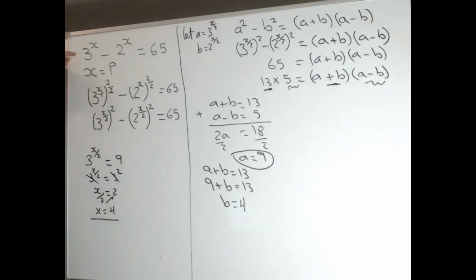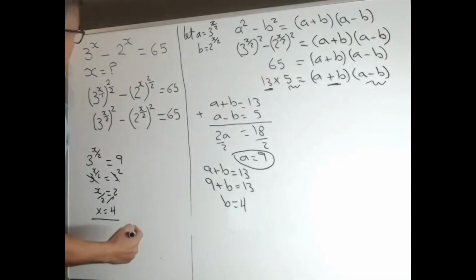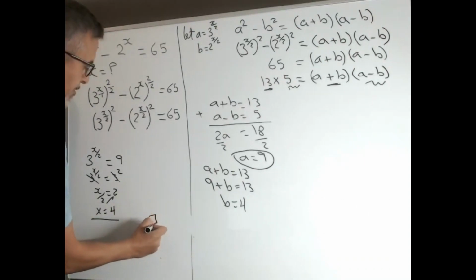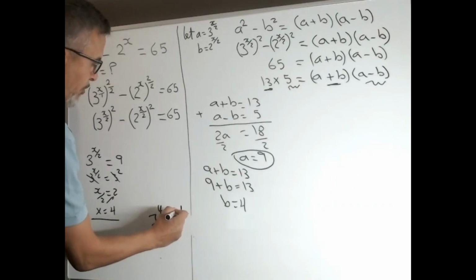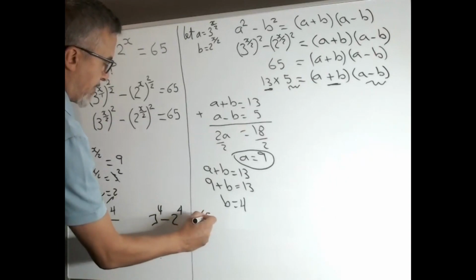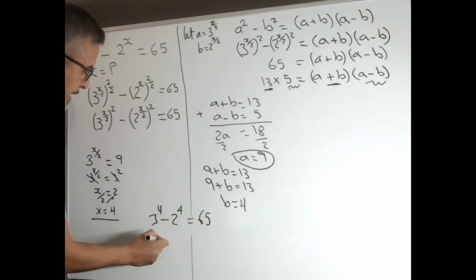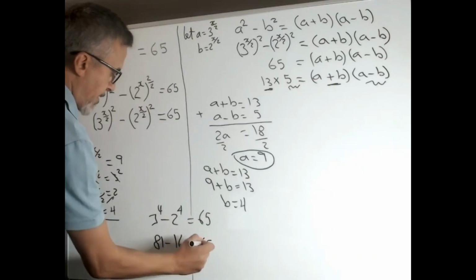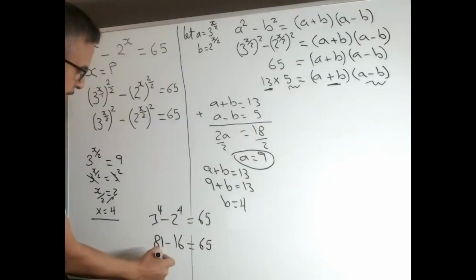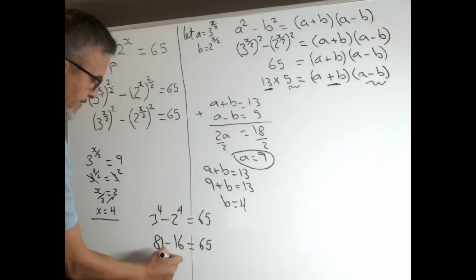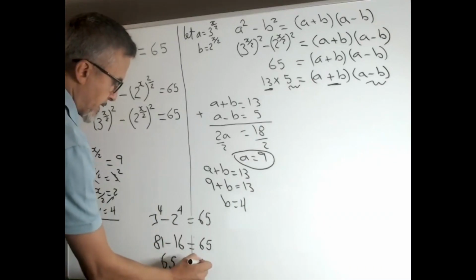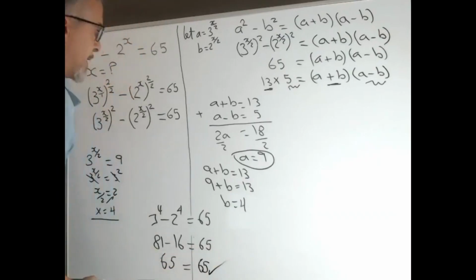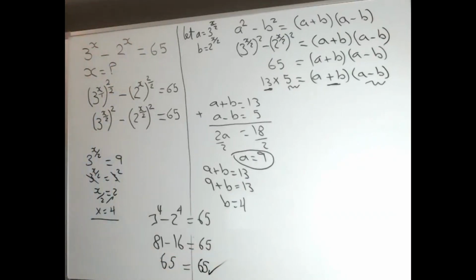We're going to go back and check if that works in the original equation. So now we have 3 to the power of 4 minus 2 to the power of 4, and that should equal 65. Now 3 to the power of 4 is 81, minus 2 to the power of 4, which is 16, equals 65. And 81 minus 16 will give me 65 equals 65. Check. And that's how you get the answer for this question.